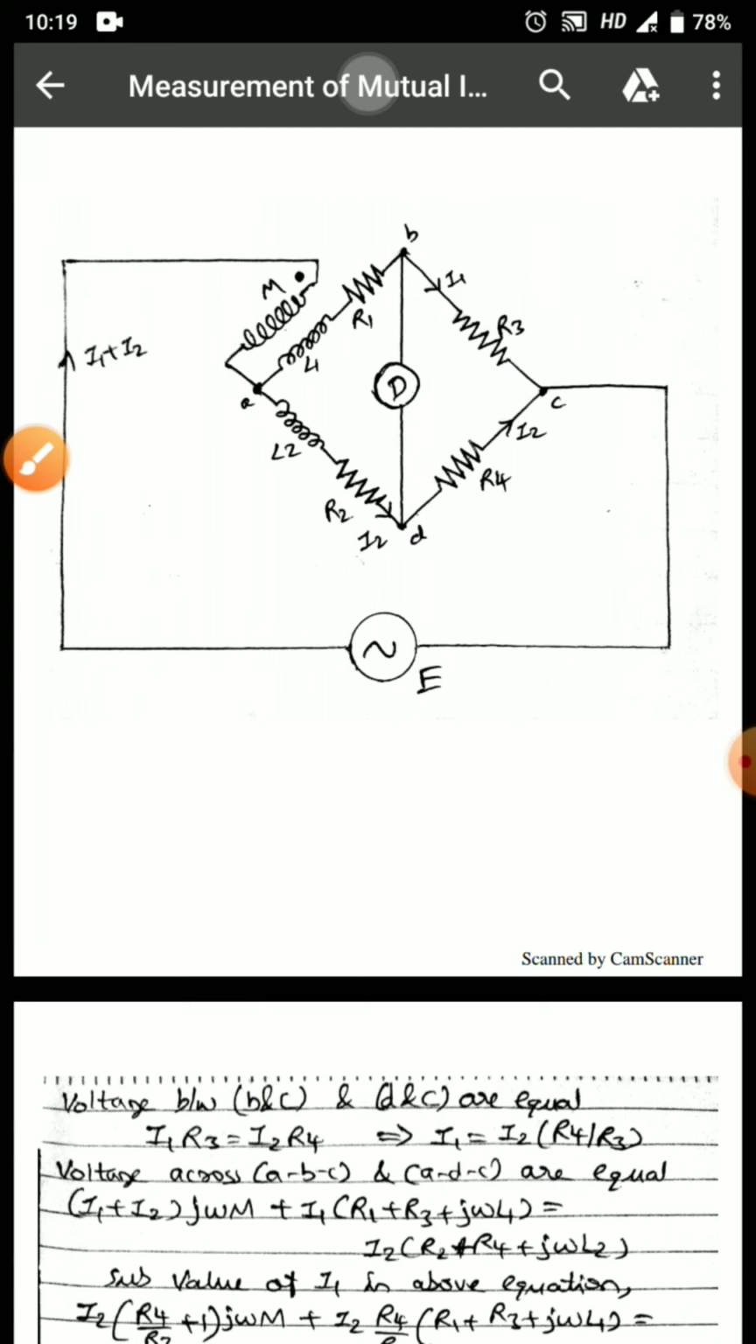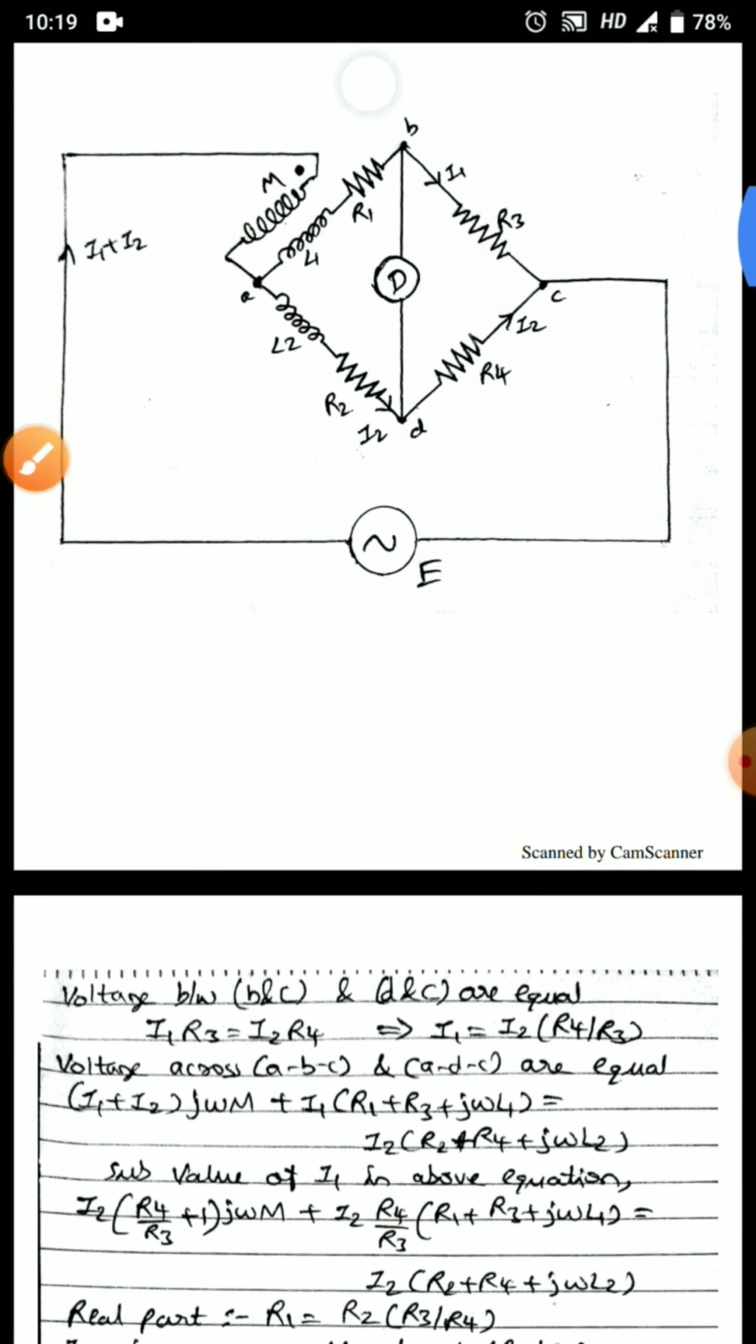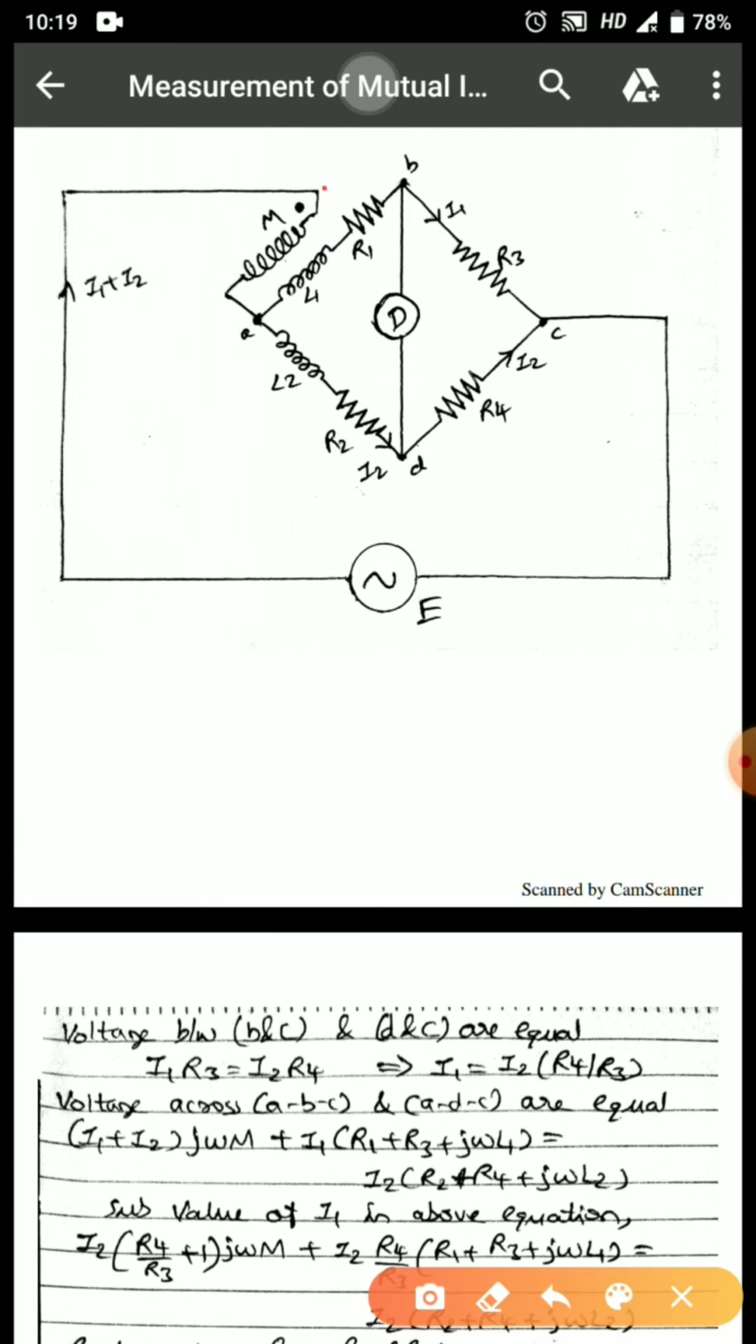The second thing that I can write is that the voltage drop across the points ABC, that is the upper arm, is equal to the voltage drop across the points ADC, the lower arm. This is also possible at bridge balance condition. Now, through the mutual inductance component, which current is entering? The current I1 plus I2 is entering the mutual inductance component. So I'll write it as I1 plus I2 times j omega M, because this will be present in the first term. This mutual inductance is because of L1, and this is the unknown quantity.